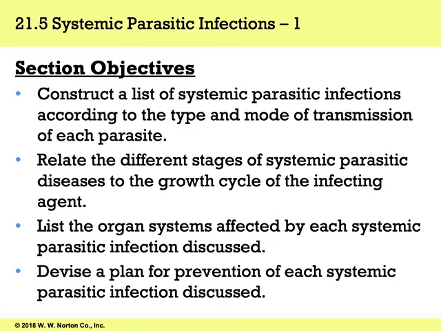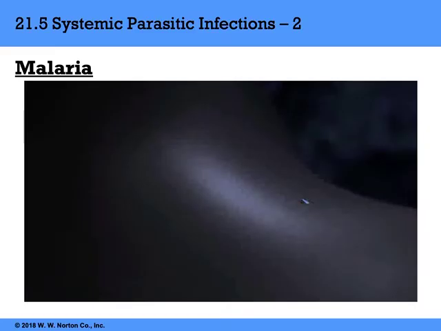Okay. Here we're going to construct a list of systemic parasitic infections according to type and mode of transmission. We'll relate the different stages of systemic parasitic disease to the growth cycle of the infectious agent, and talk about the organ systems affected by each parasitic infection, and talk about a plan for prevention. Okay? So first up is malaria.